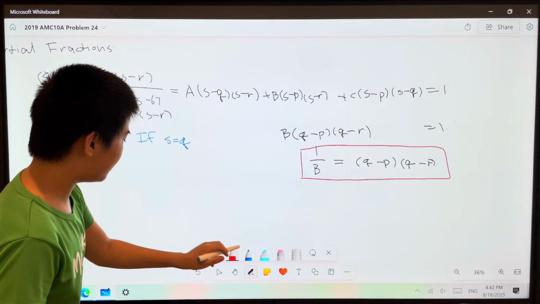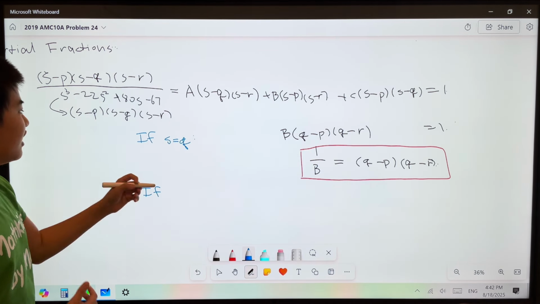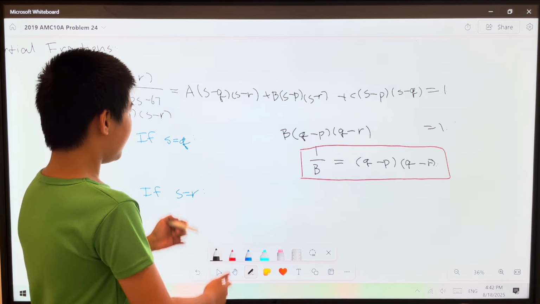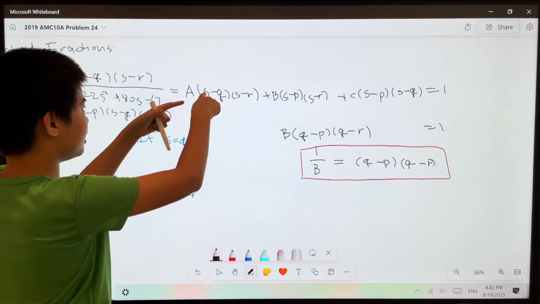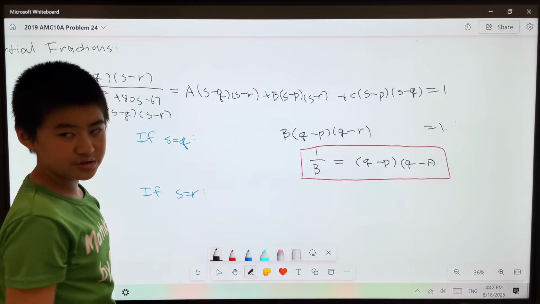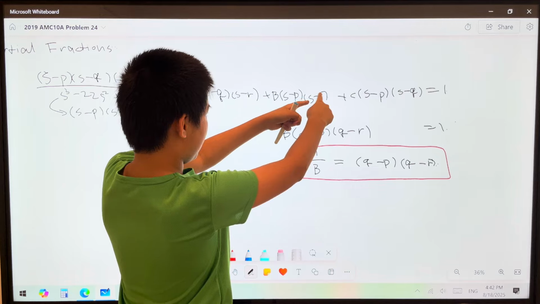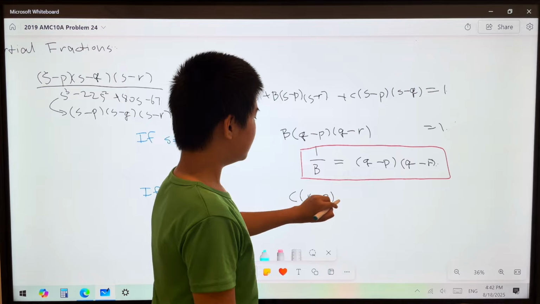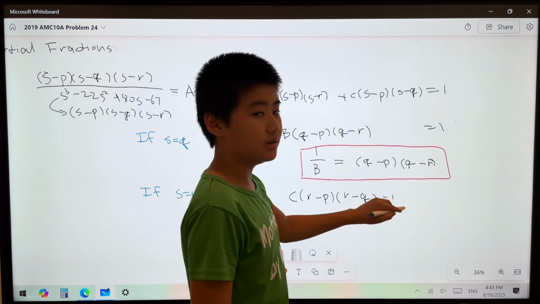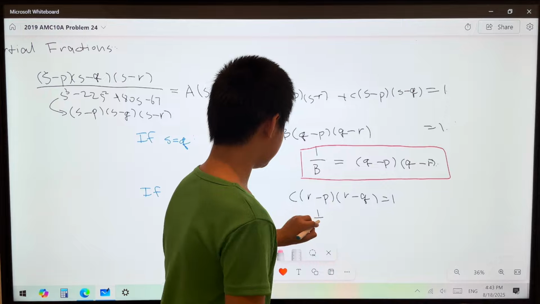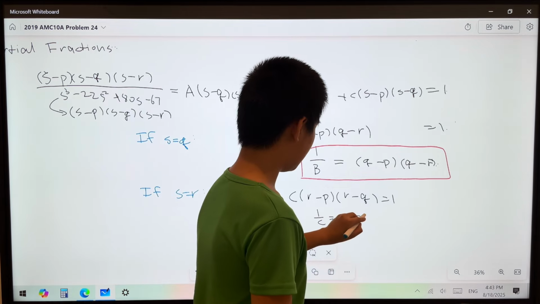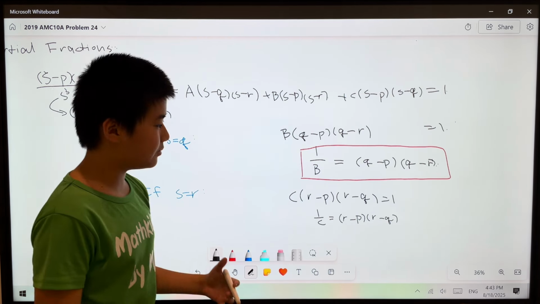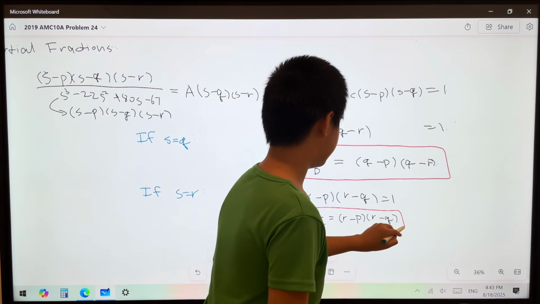Now, I told you I was going to abuse it. So now let's make s equal r. Then you get r minus q times r minus r, which is still 0, and this also becomes 0 because you have the r minus r. So finally you just get c times (r minus p)(r minus q) equals 1, which means 1 over c equals (r minus p)(r minus q), which is the second piece of our little puzzle.